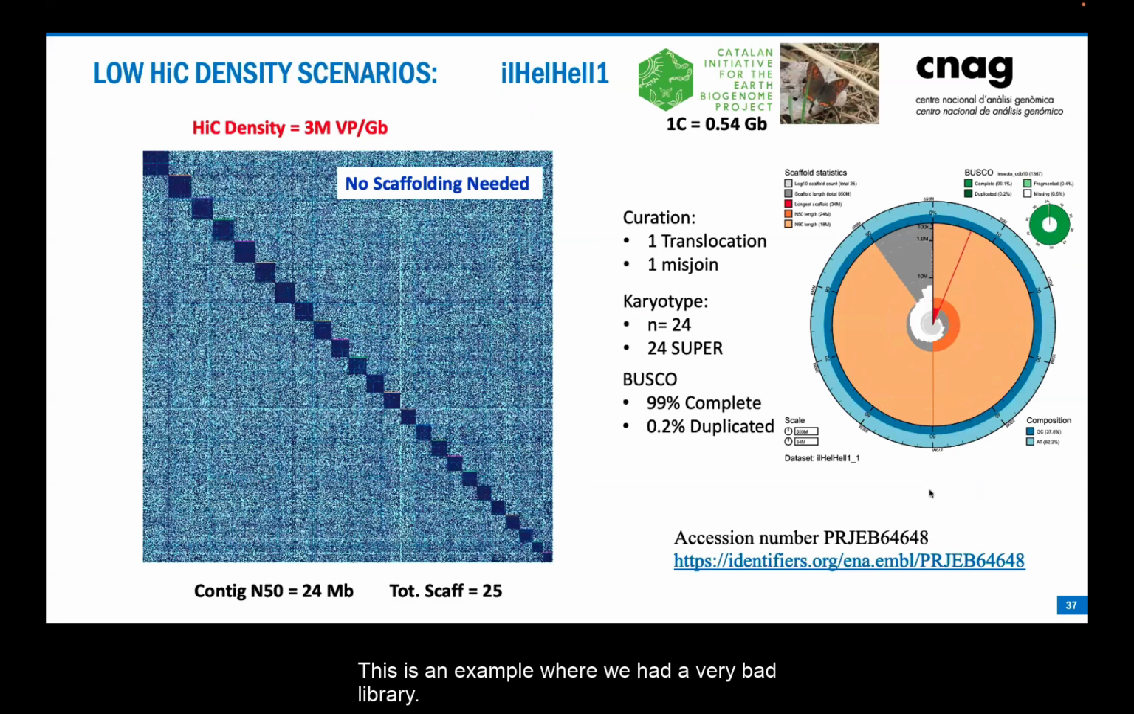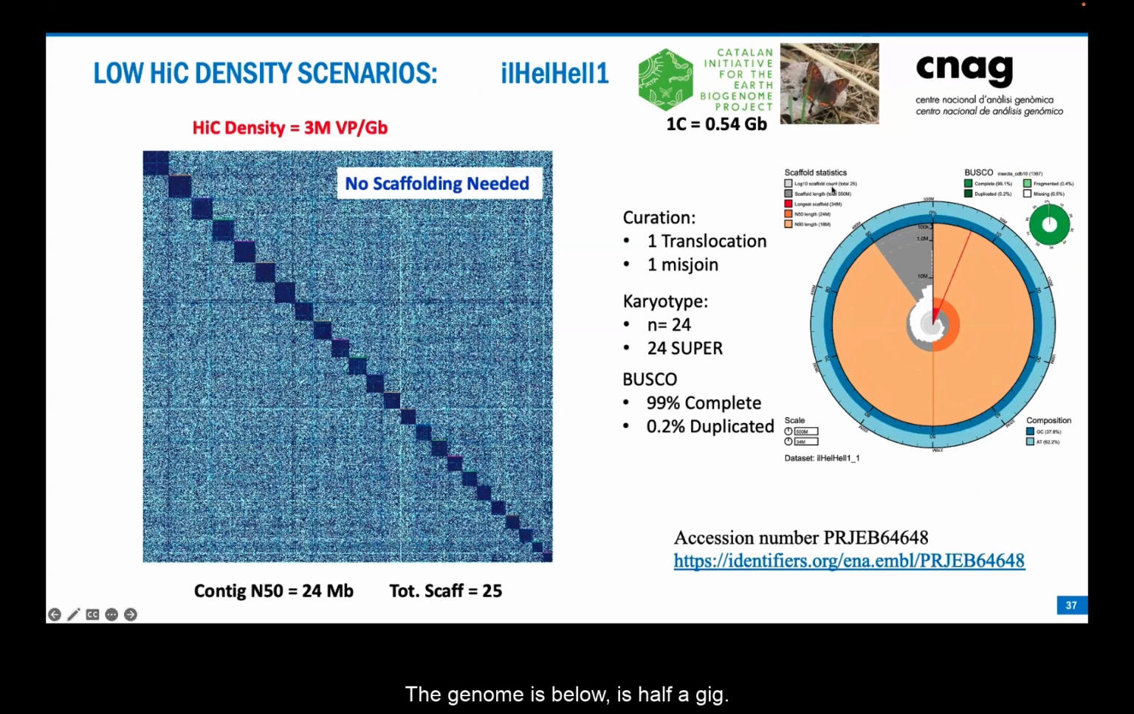This is an example where we had a very bad library for a butterfly genome. And we ended up having 3 million valid pairs per gigabase of genome. The genome is half a gigabase, but I converted it to pairs per gigabase to be able to compare.